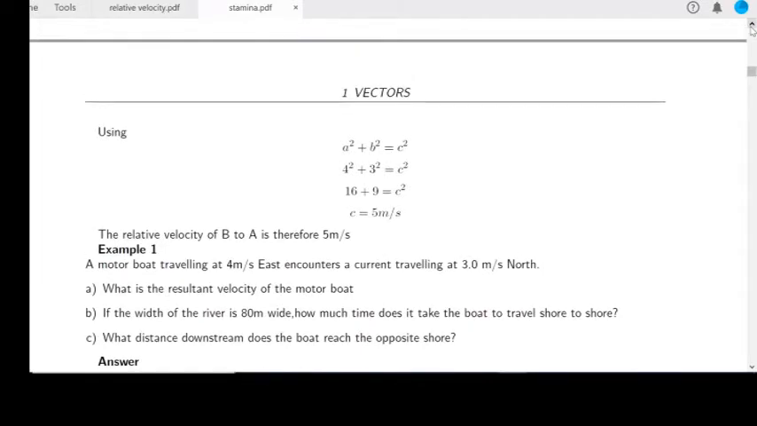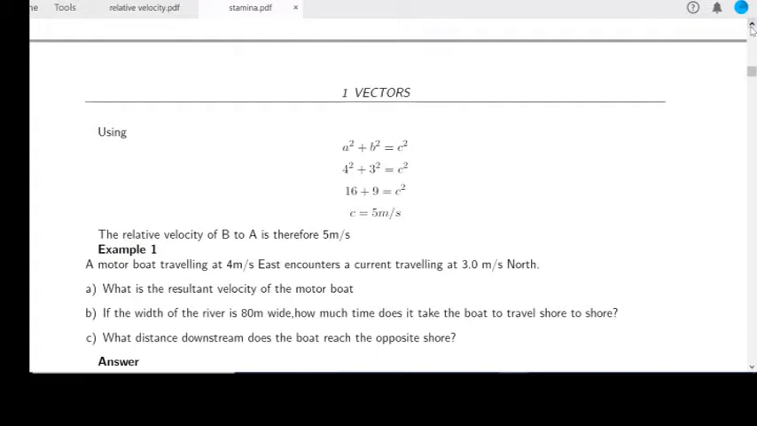Now, there are some questions where we are given a boat that is moving from one end of the shore to the other end of the shore. In other words, it is moving across the river. In a question like this, again, they give us that there is a water current that is moving. And this current is going to be meeting the boat.